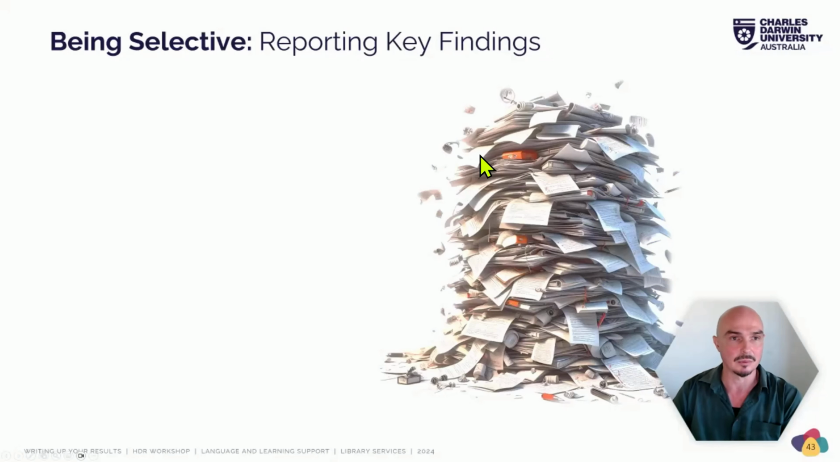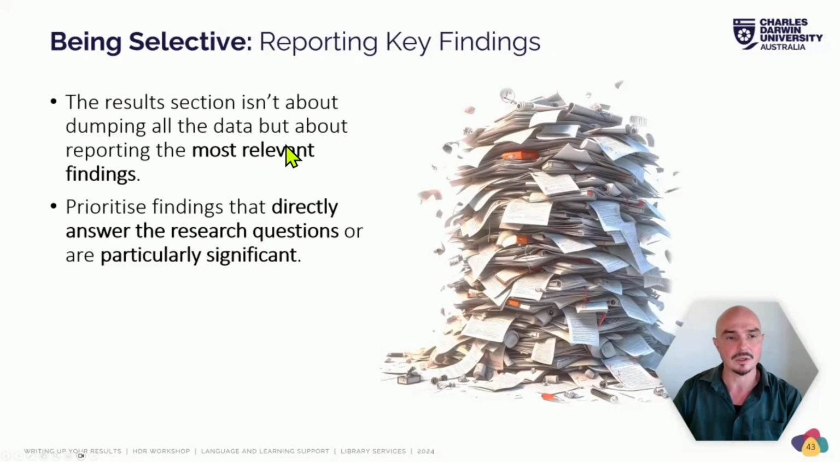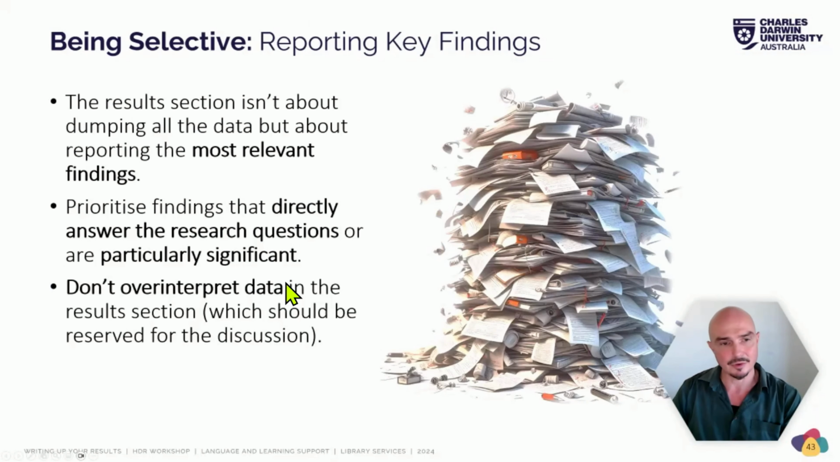There's no need to report everything. You will provide a full set of your data in the appendices of your paper, but in your results section, just report the key findings. Start with the most relevant ones and ones that directly address your research question. And don't overinterpret the data or even interpret it at all. You can interpret it and speculate and discuss it in your discussions.